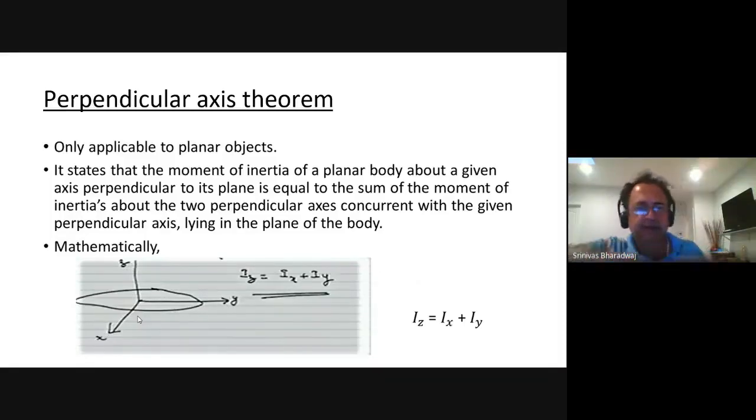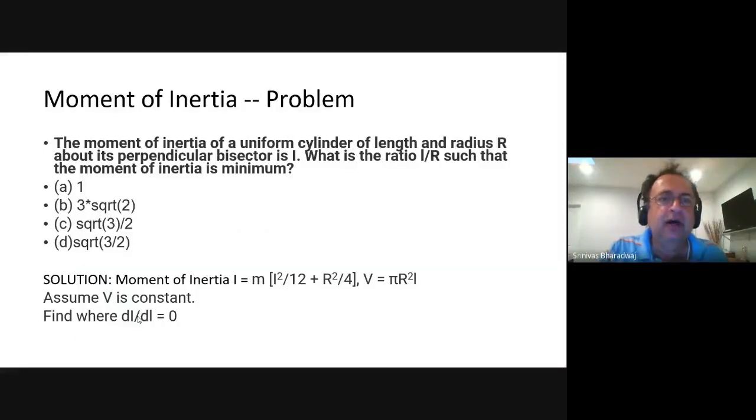So if you had to make a disc and spin it about a diameter, this is how you will solve that using the perpendicular axis theorem. Iz equals Ix plus Iy. All right. So the moment of inertia of a uniform cylinder of length, I think we discussed this, but let me go over. Now here he is asking if you could make a uniform cylinder, right?